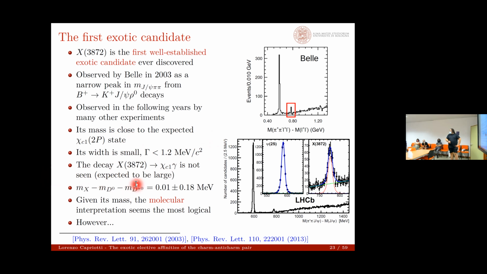So it could be that this X is a D0 D*0-bar molecule, in which the D0 and D*0 can exchange pions. So its radius will be very large. Given its mass, this interpretation is the most logical. However, there are many indications that this is not actually the case.